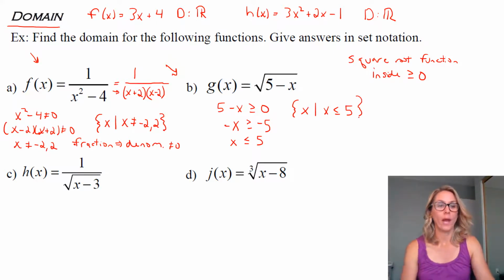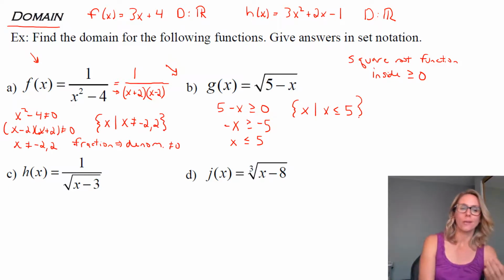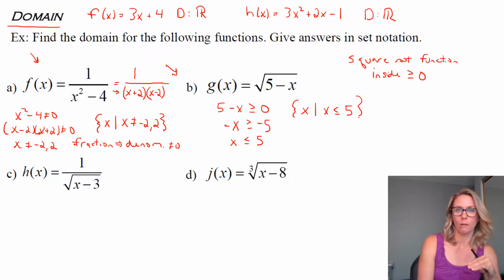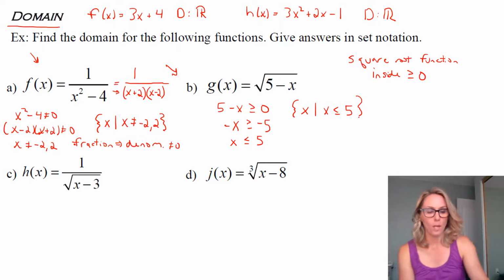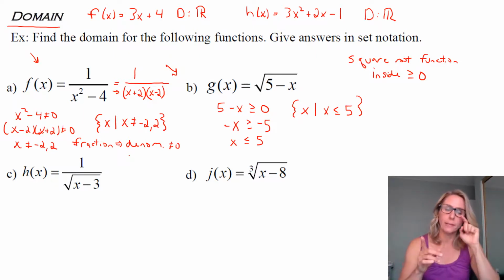And now we kind of combine the two in part C here. So in looking at C, you see, well, you got a fraction and you got a square root. So we already know that inside the square root needs to be greater than or equal to 0. But now it's in a denominator as well. So it kind of, again, combines these two things.